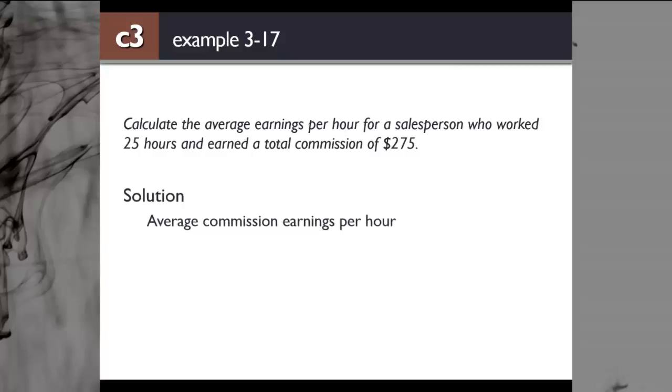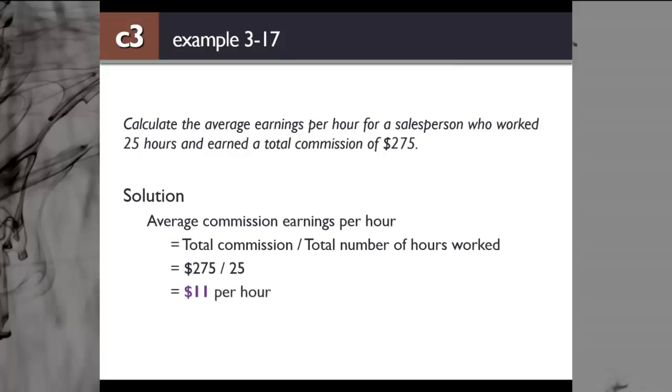So that will be your total commission dollar. Now you know it's 275, divided by the number of hours worked, which is 25. So 275 divided by 25 is 11. That $11 means that you have an average commission earning of $11 per hour. So you can get your additional commission per hour.